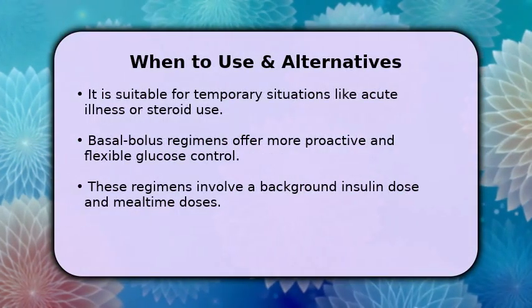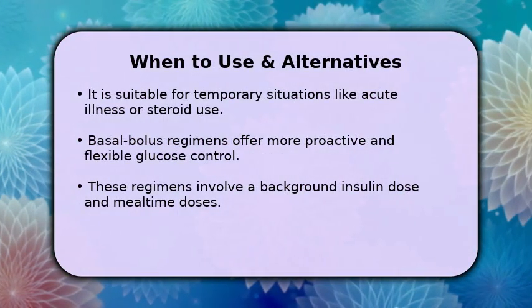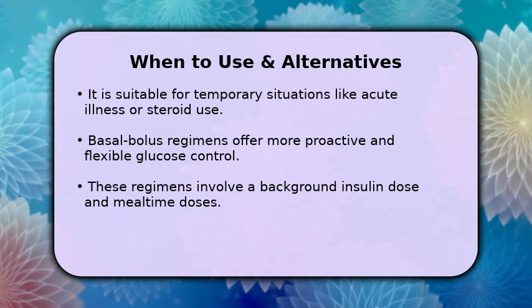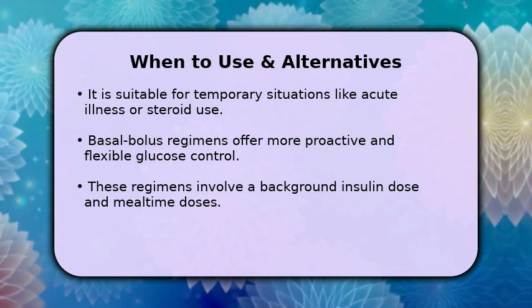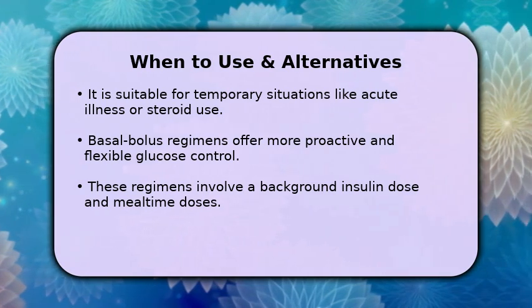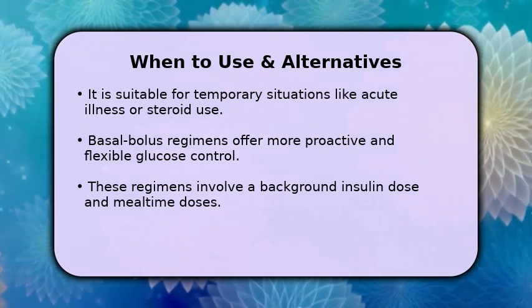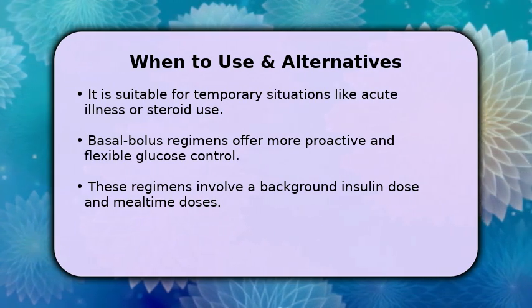Sliding scale insulin is best suited for temporary situations, such as during an acute illness, surgery, or when taking medications like steroids. For long-term management, more proactive approaches like basal bolus regimens are often preferred.